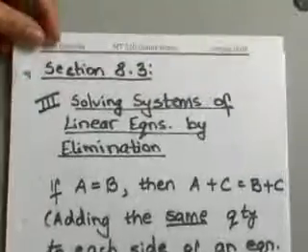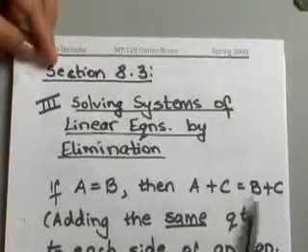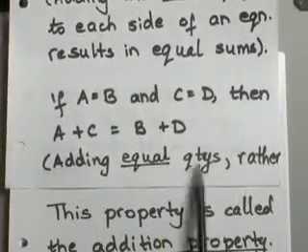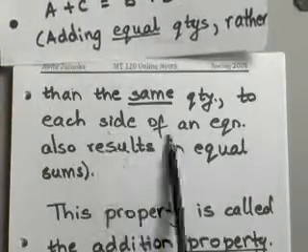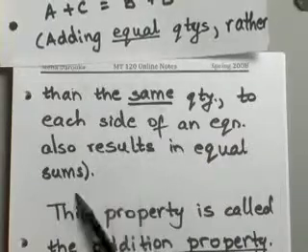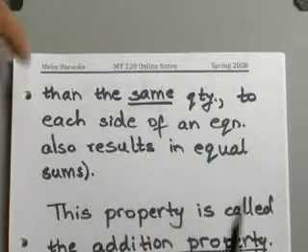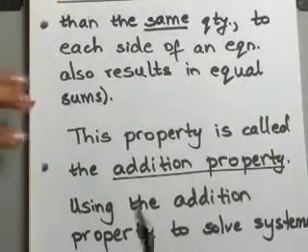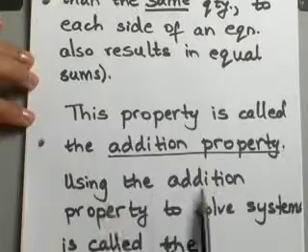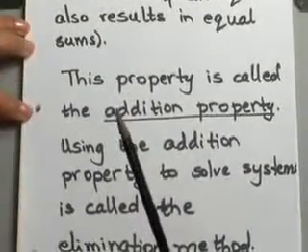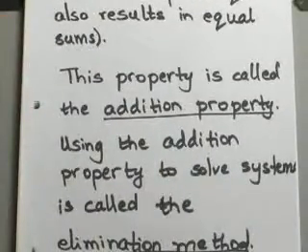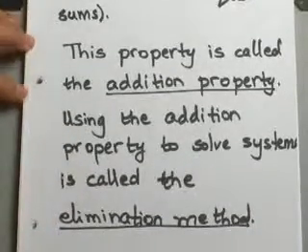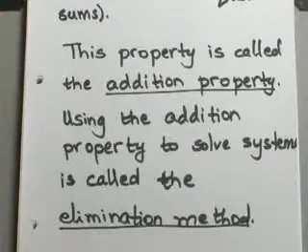So you have these two properties where you add either the same quantity and you still end up with equal sums, or you can add equal quantities to each side of an equation, and that will also result in equal sums. This last property is what is known as the addition property, and we are going to use the idea of the addition property to help us solve the linear systems in the elimination method. So keep that property in mind when we are working with this method.